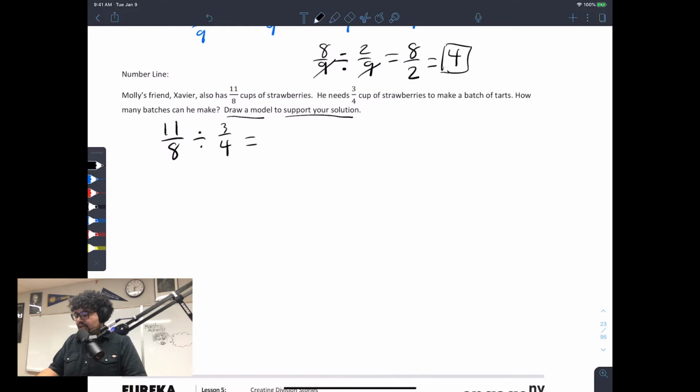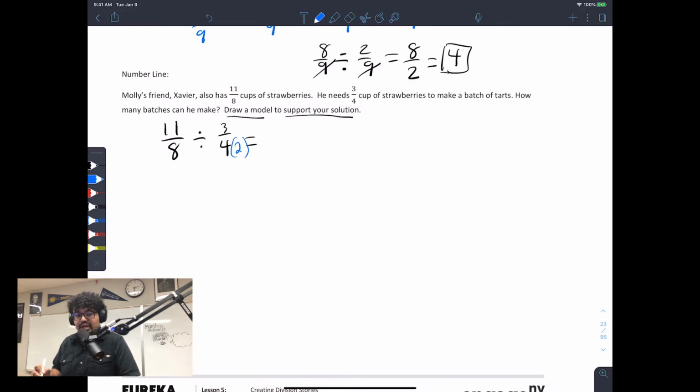What I can do here is I know that I have the 8 and I have the 4. My first denominator is 8. My second denominator is 4. So I can make my second denominator, the 4, turn into an 8 by multiplying by 2.